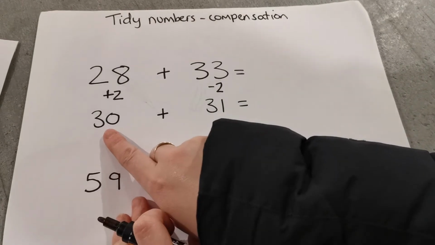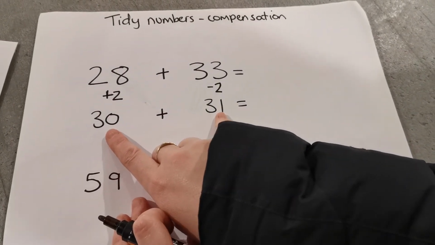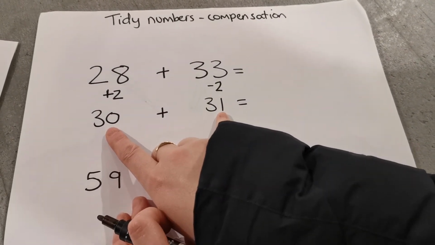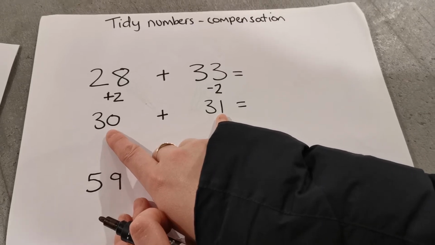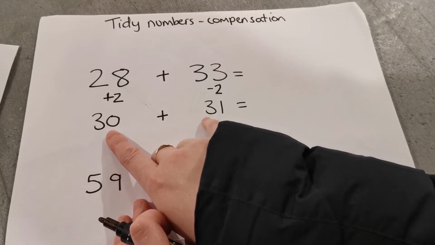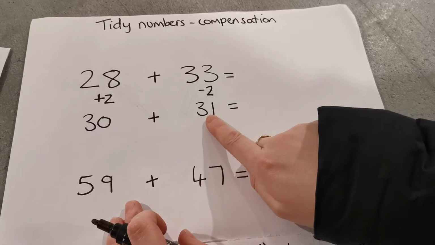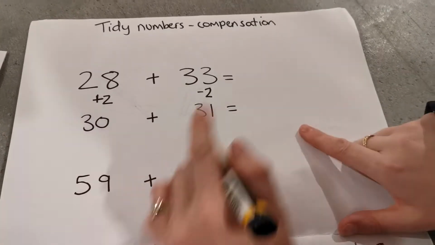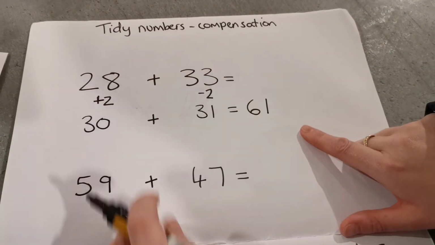And see how that's a much easier equation for me to work with now, because adding on from a tidy number is much, much easier. So now I can go, I know 30 and 30 is 60, plus 1 more is 61.